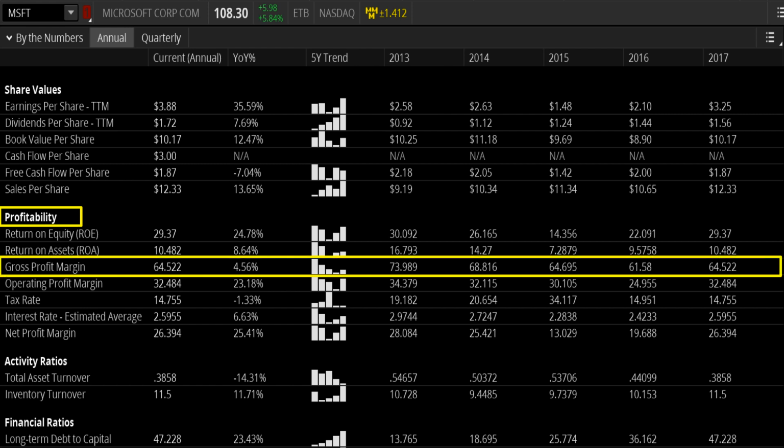We see 64.52, which is a year-over-year increase of 4.56%. And again, you can see where they had a peak there in 2013. And again, from 2016 to 17, you see a nice pop in their gross profit margin. So again, we're just looking for the overall profitability of the company, the margins on their profits after you subtract away the costs for all goods sold.